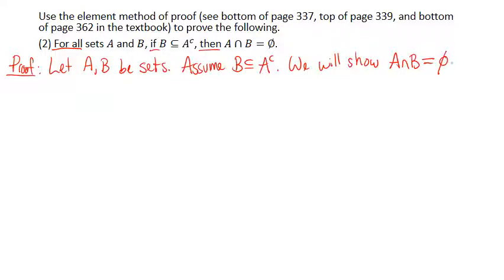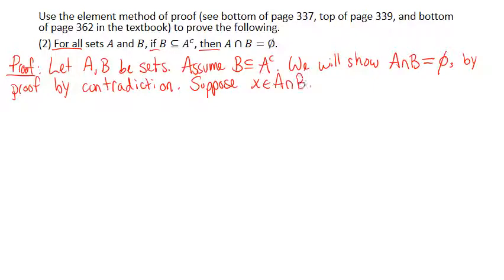Okay, so how do we show that a set is the empty set? What we're going to do is use the method of proof by contradiction. So let me just make a note of that. By proof by contradiction. So in other words, we're going to assume that A intersect B is not empty, and then we'll show that leads to a contradiction. So suppose that there is some element X in this intersection of A and B, so that would mean that it was not empty. Now we need to show this leads to a contradiction.